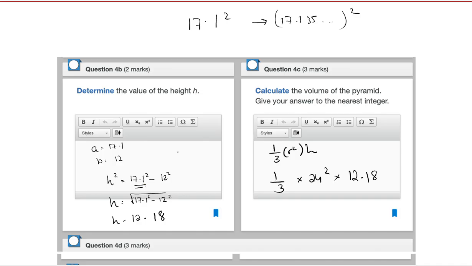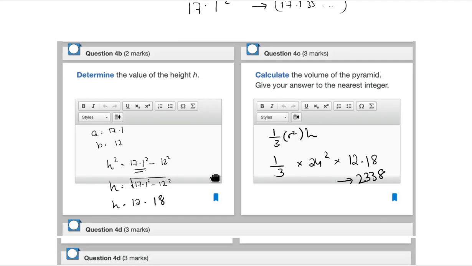So if I put 12.18, I am going to get an answer of 200 and, no, in fact, 2338. Okay, that would be the right answer.